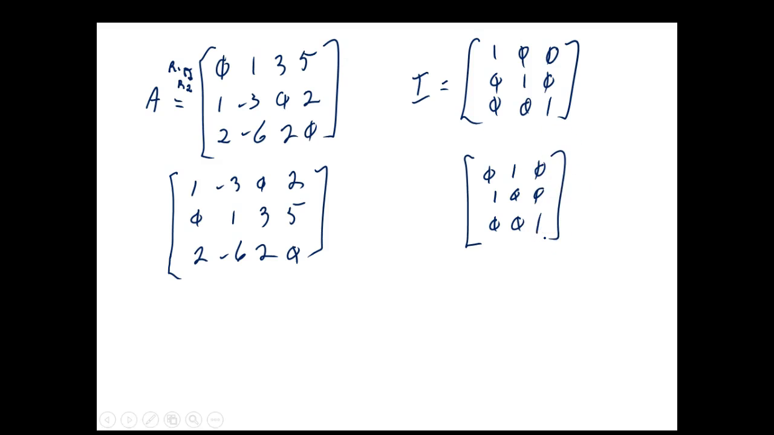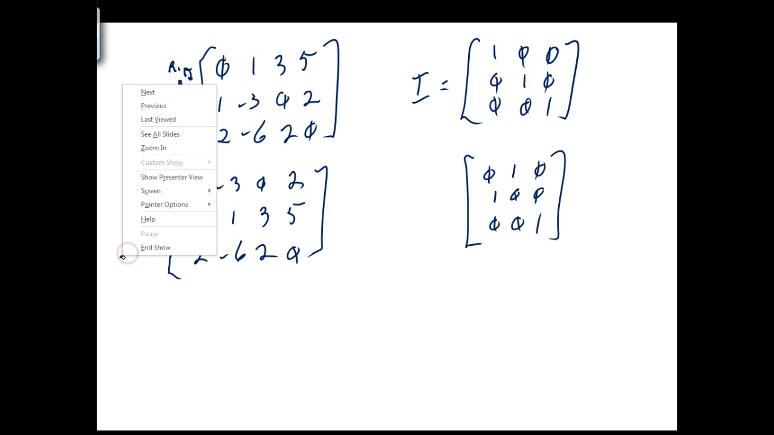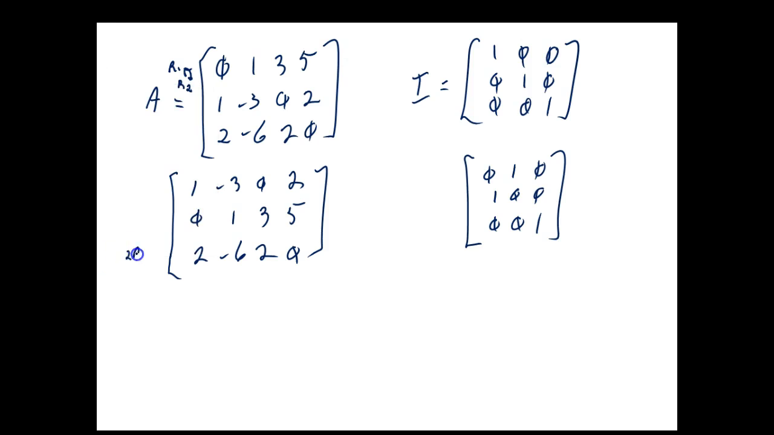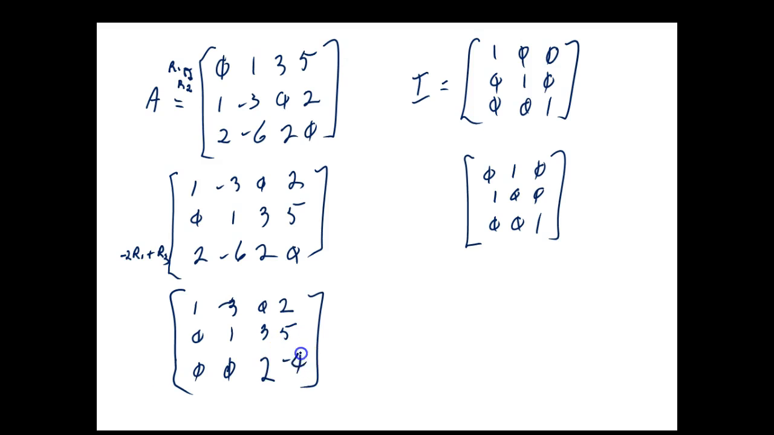Next step. You want a 0 in row 3. How do you do that? Double row 1 and subtract it from row 3, negative 2 times row 1 plus row 3. So that becomes 1, negative 3, 0, 2, which stays the same. 0, 1, 3, 5 stays the same. This now becomes 0, 0, 2, negative 4. That's the way it's turning out so far.